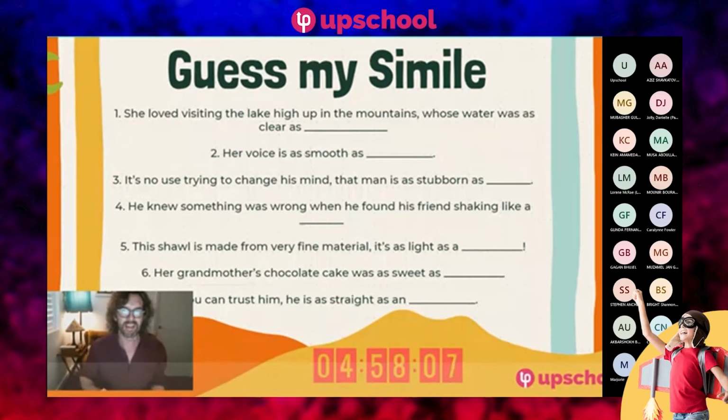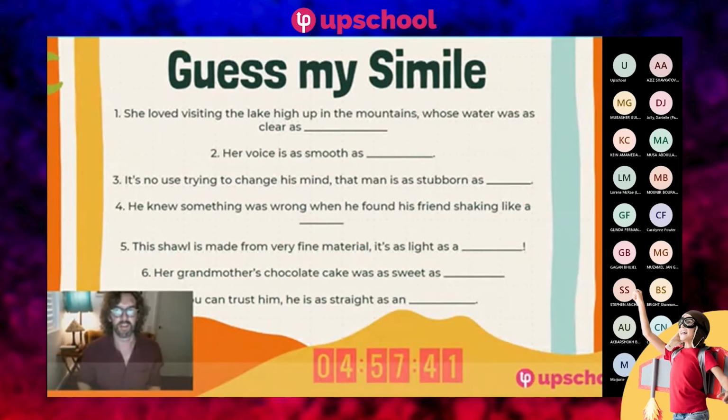Number 3, it's no use trying to change his mind. That man is as stubborn as something. What is the most stubborn thing around? Number 4, he knew something was wrong when he found his friend shaking like a something. What shakes a lot? What shakes the most?